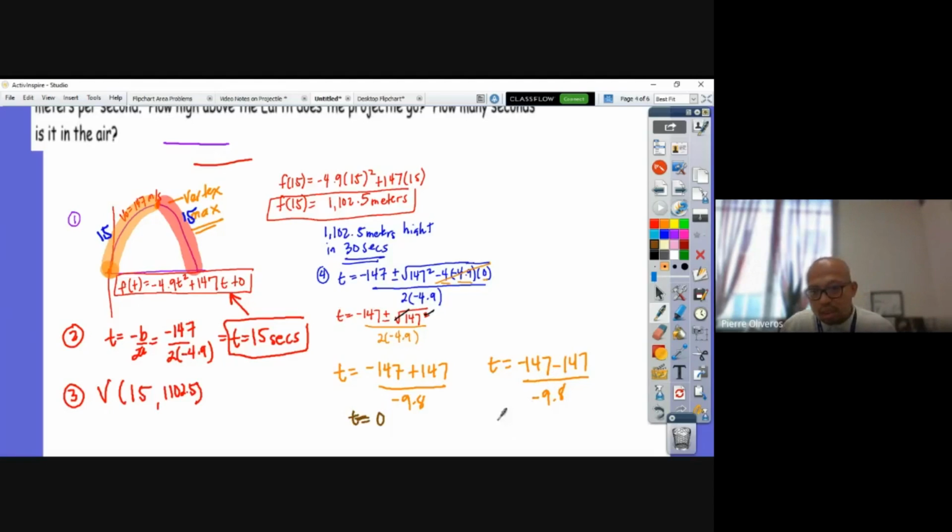The answer is 30 seconds. So what is the meaning of this? At 0 seconds, initially it's on the x-axis, it's the x-intercept. And after 30 seconds, 15, and another 15 here, it went down on the ground in 30 seconds. So that's also your x-intercept.